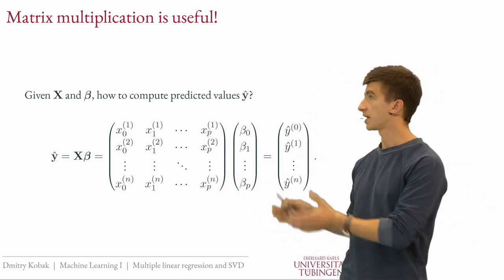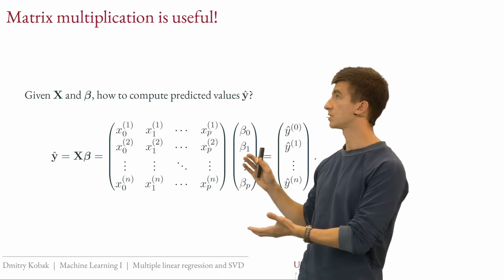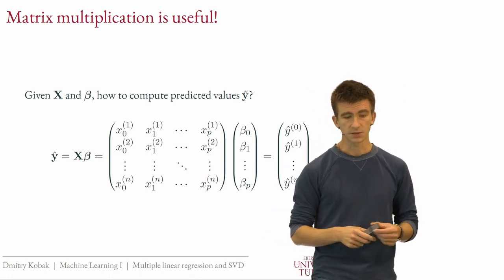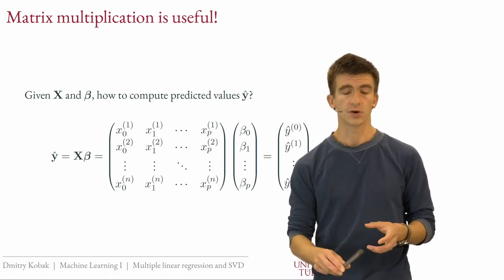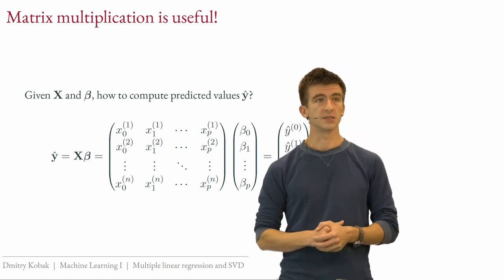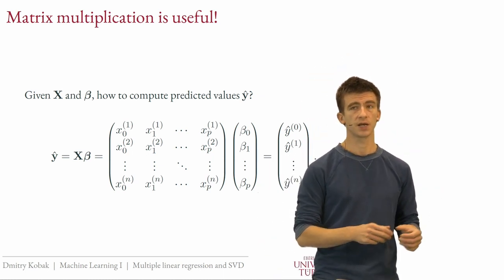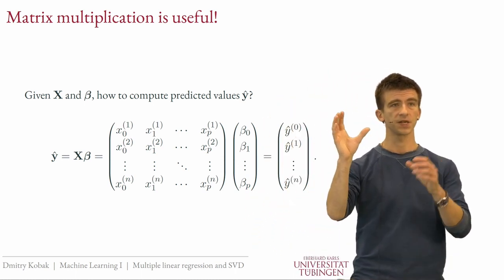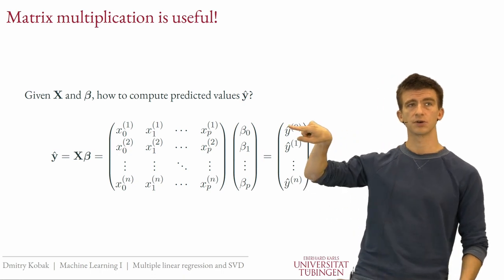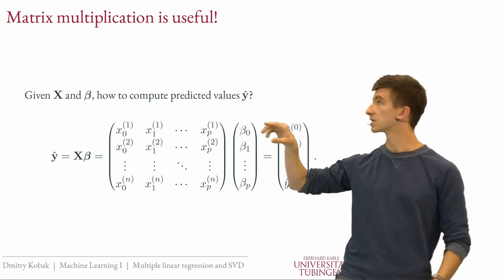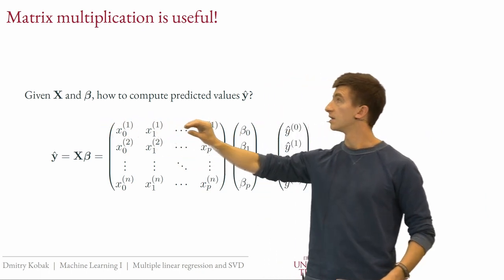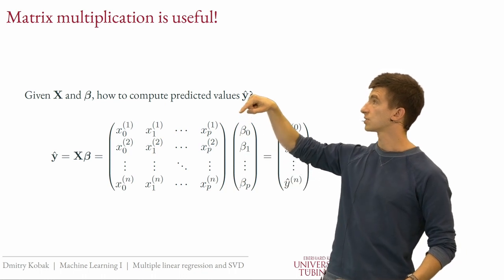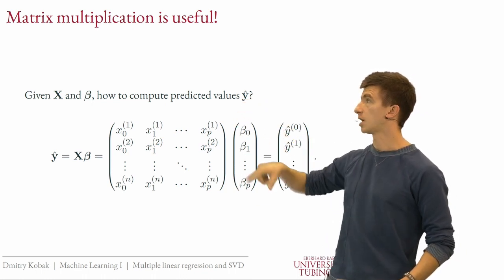What happens if you take this matrix X, the entire matrix, and multiply it by the vector beta? Matrix multiplication, for those of you who forgot or never saw it before, works like that. You always multiply a row by a column. If you want the first element in the result over here, you take the entire first row here, and you take the entire column over here, and you multiply the first element with the first, the second with the second, and you sum over them.